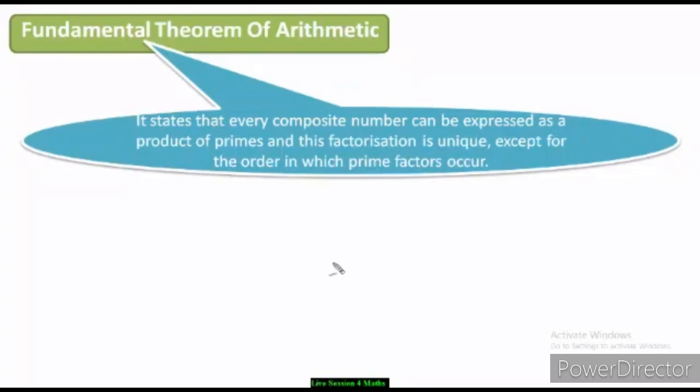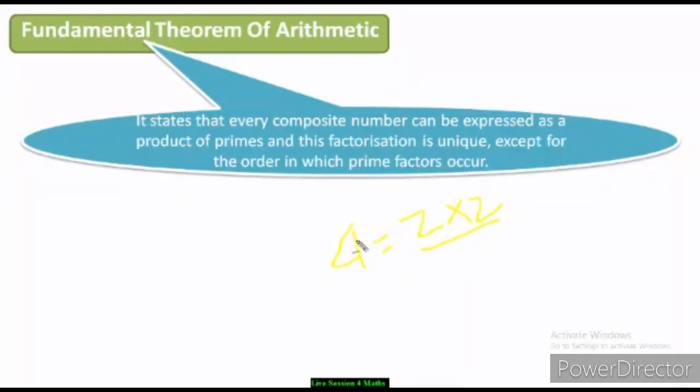If we have a composite number 4, we can express it as a product of primes, that is 4 equals 2 into 2. We can express every composite number in this way. So 2, 2 both are prime numbers. And this factorization is unique. This is the only factorization possible, 2 into 2.